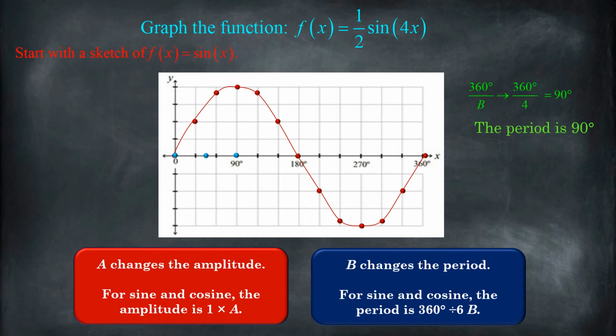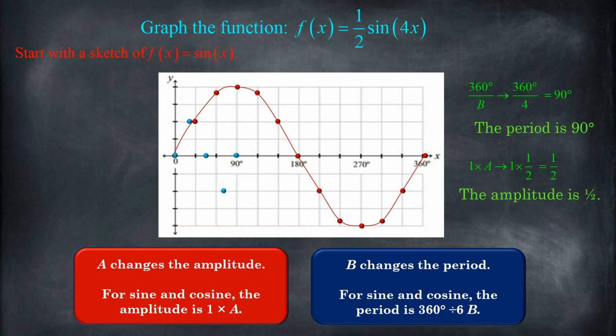Now, the normal amplitude for sine and cosine is 1. So we multiply that by our value for a, which is 1/2. And our new amplitude for this function is 1/2. So instead of going all the way up to 1 at this mark, we're going to go up to 1/2. So it's going to be right over here somewhere. And our minimum, halfway, if this is 1, this is 1/2, so it's going to be right over here somewhere. Do you see?